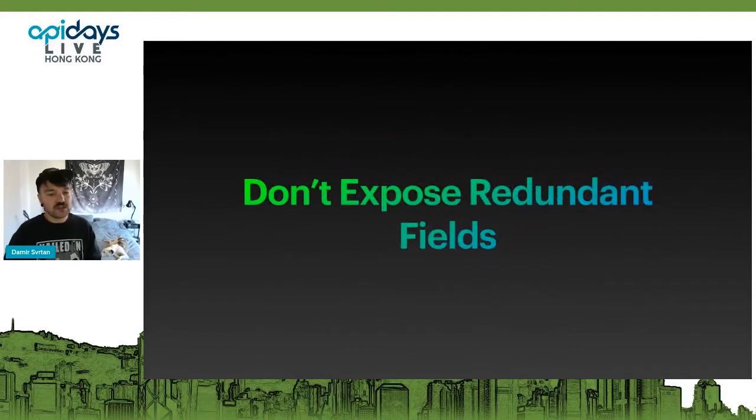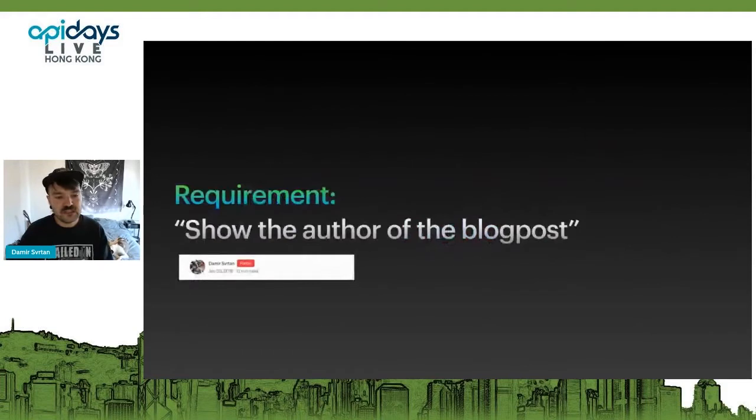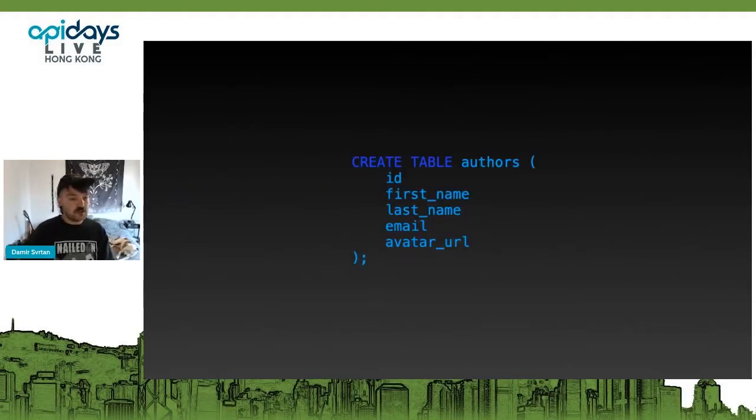So let's start with not exposing redundant fields. Let's imagine we're building this blogging platform and we get a requirement from our product manager that says we need to show the author of the blog post. I took this screenshot from medium.com, so a lot of you might be familiar with that. Let's say we have an authors table in our database, and it's got an ID, a first name, a last name, an email, and an avatar.